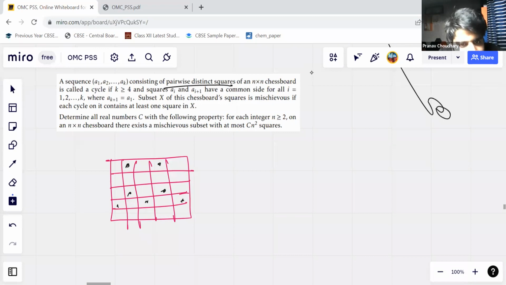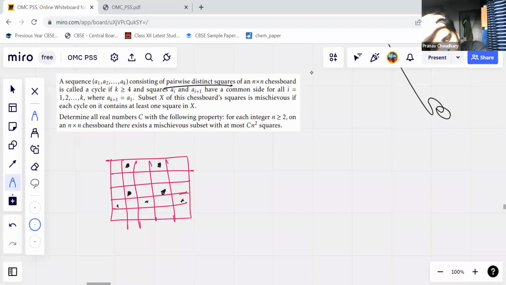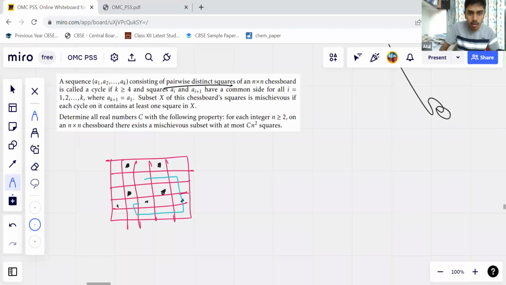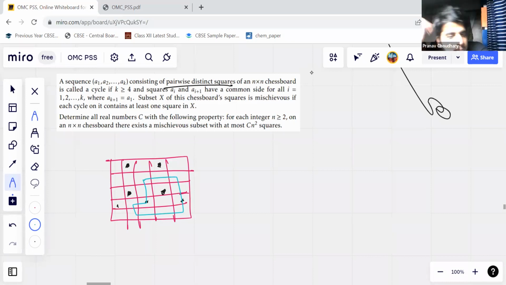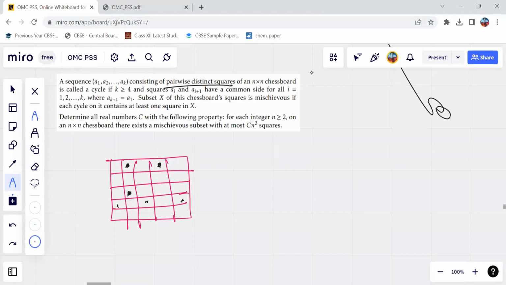Also, can you explain what this thing, subset X of the chessboard squares is mischievous, line? Yeah, so for example, these cells that have colored black, not blue, black. If you consider this to be the subset X, then for any cycle you pick, let's say something that looks like this, it contains a square from X, which has been colored black. Okay. That's all that's saying basically. So like if, for example, I remove this, then this would be a valid thing. So this doesn't work. Yeah.